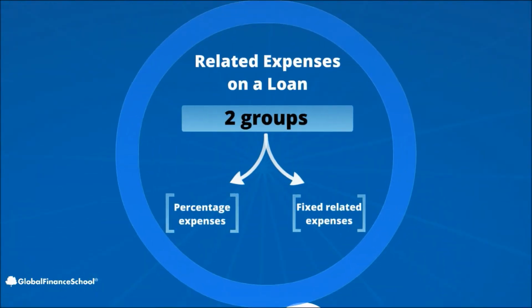Related expenses on a loan. Related expenses can be divided into 2 groups. 1. Percentage expenses. These expenses are denoted as a percentage of the principal. 2. Fixed related expenses. These expenses are denoted as an amount of money, regardless of the amount of the loan.